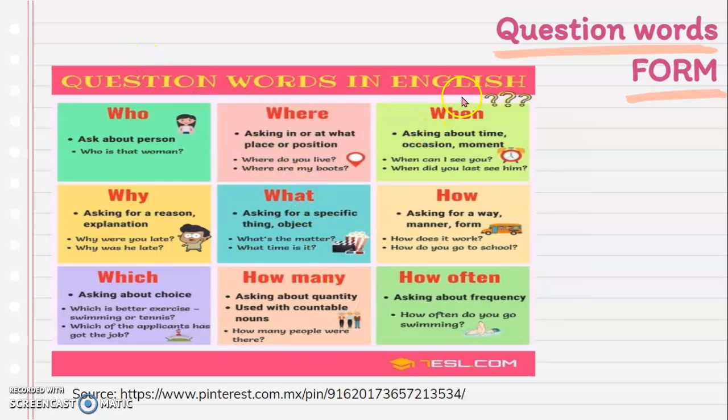The question words in English are used depending on the specific information that I want to discover. The different question words that we can use are who, where, when, why, what, how, which, how many, and how often.